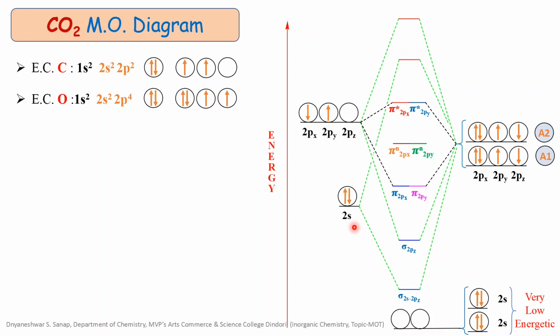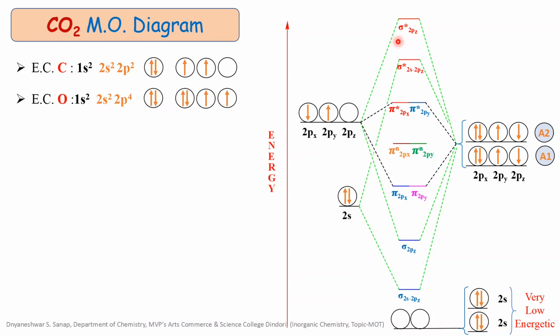Similarly, when the 2s atomic orbital of carbon combines with the 2pz atomic orbital of an oxygen atom with the opposite sign of wave function, it results in the formation of a sigma star antibonding molecular orbital, denoted by the symbol sigma star 2s 2pz. Similarly, when the 2pz atomic orbital of the carbon atom combines with the 2pz atomic orbital of the other oxygen atom with destructive interference, that is with the opposite sign of wave function, it results in the formation of a sigma antibonding molecular orbital, denoted by the symbol sigma star 2pz.